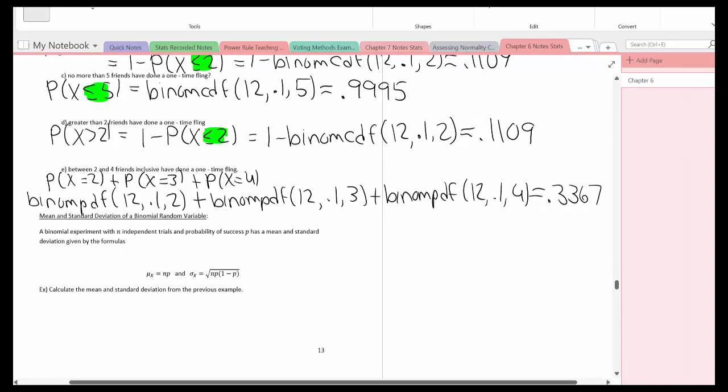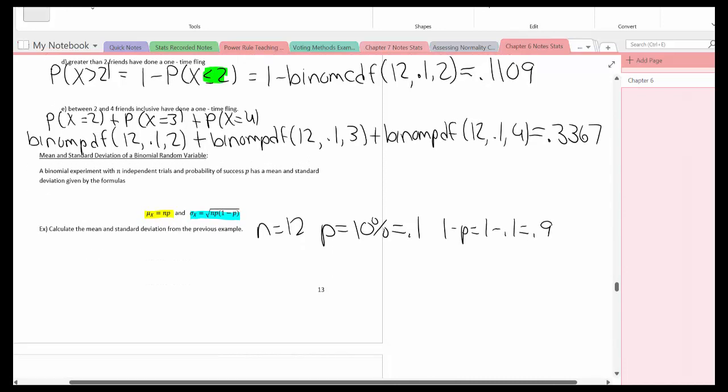Okay, let's take a look at the mean and the standard deviation of a binomial random variable. So the mean is just going to be n times p. The standard deviation is going to be the square root of n times p times 1 minus p. So let's calculate the mean and the standard deviation from the previous example. Remember, n is 12. We know p in this particular case was 10%, which is 1/10. And 1 minus p is 1 minus 1/10, that's 9/10. So let's write it out.